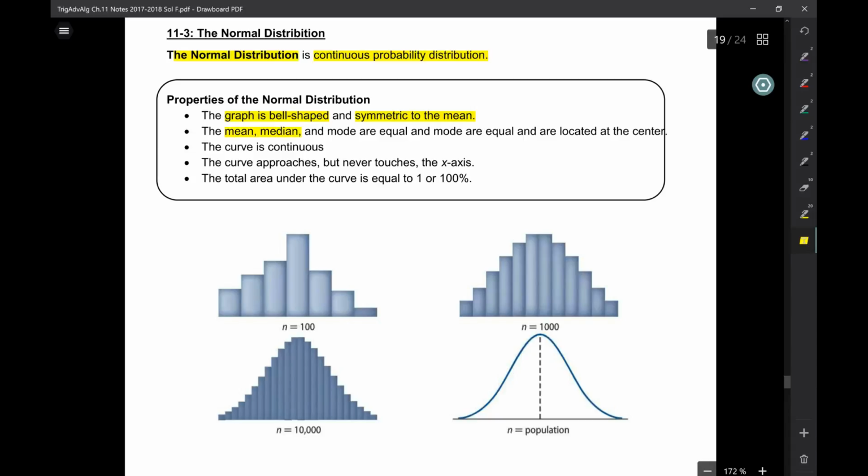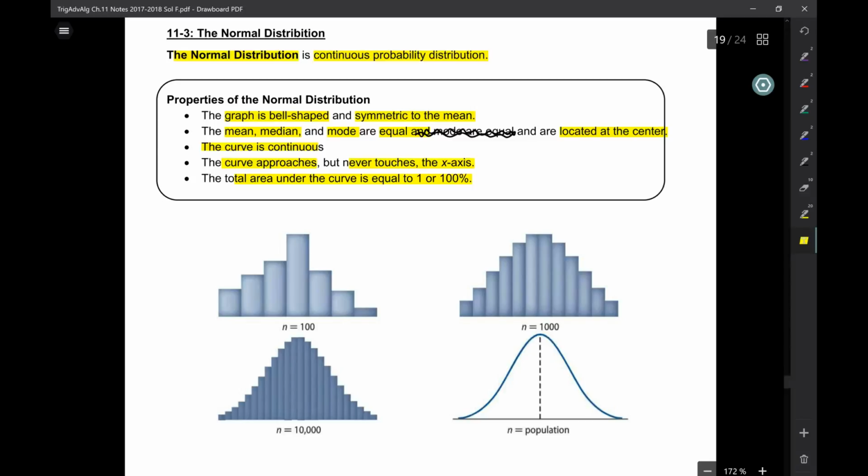The mean, median, and mode are all equal, and they are located at the center. The curve is continuous. It approaches but never touches the x-axis. And the total area under the curve is 1 or 100%.